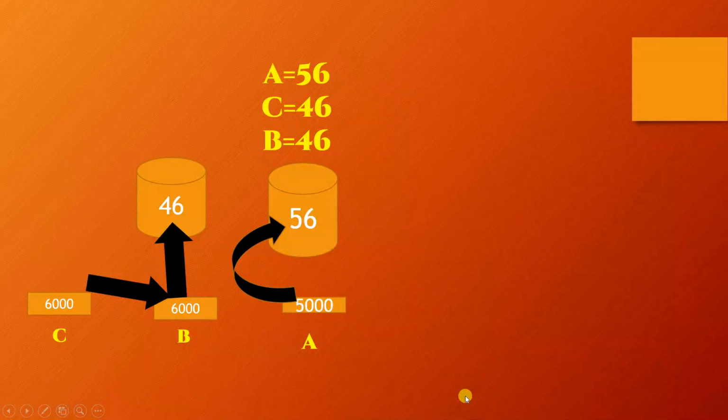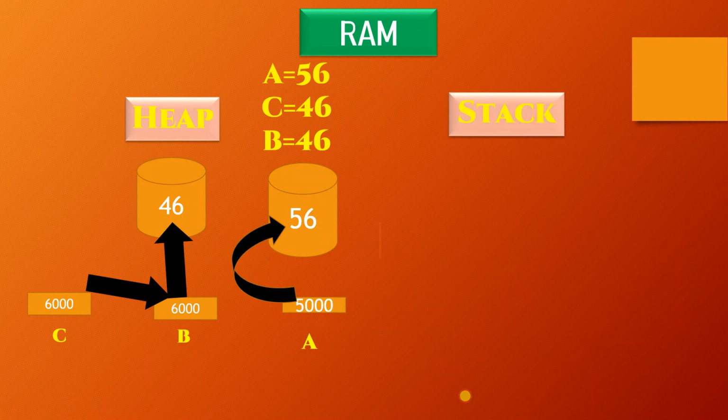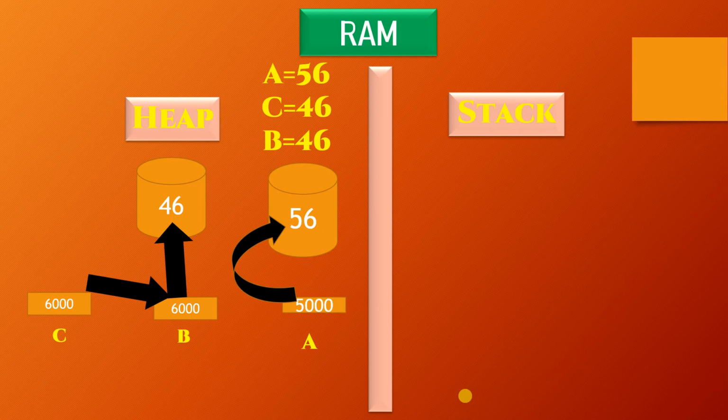Now let me tell you one more thing, students. This is a very important concept which I am going to tell you now. The previous slide I will also explain with the help of a practical, right after this slide. Students, you can see here a is a variable which has 56, C is 46, B is 46. There are two different parts of RAM. One is called heap, another is called stack. All these things are happening in the heap.